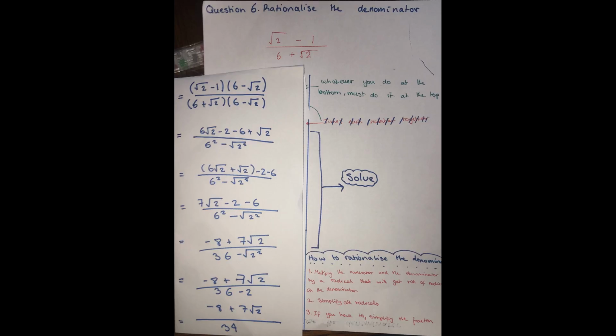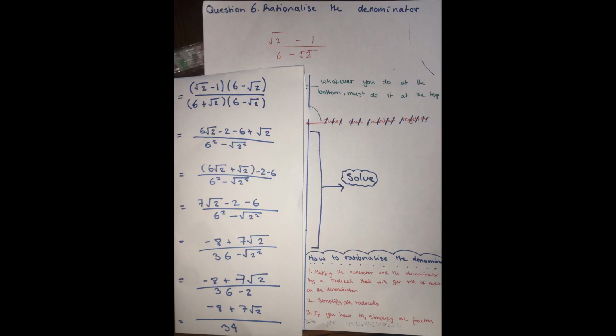Square root of 2 to the power of 2 is the same as the actual number 2. So I turned that to a whole number 2. Then I got as my denominator 36 minus 2. So my final answer I got was negative 8 plus 7 square root of 2 over 34, which can also be written as 7 square root of 2 minus 8 over 34. That is my final answer.